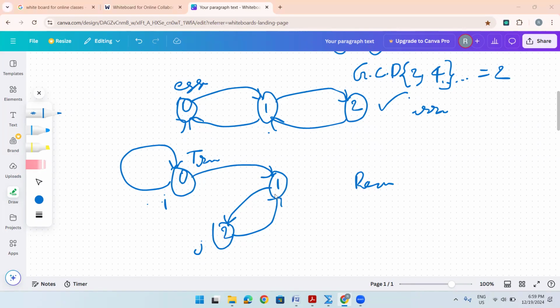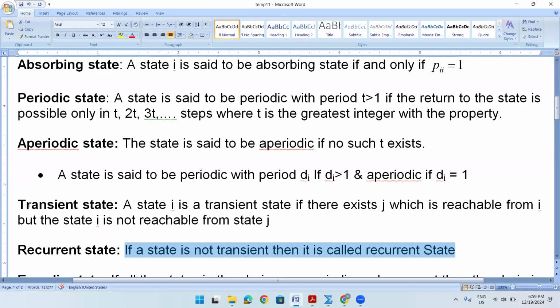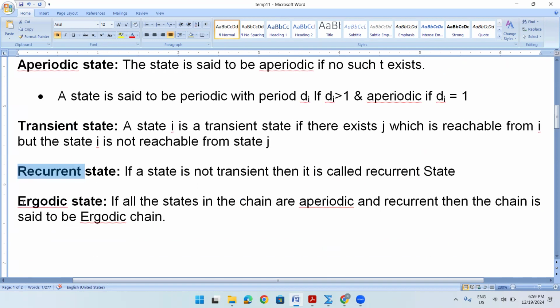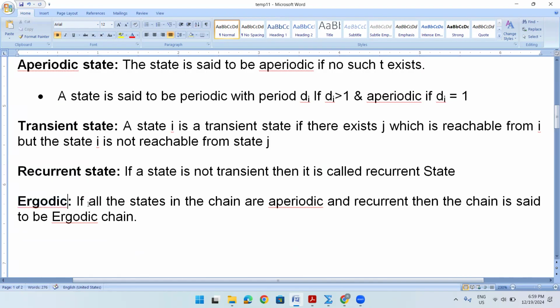We have to check all the states like this. If we can travel but cannot return, that's called transient. If we can return back, that's called recurrent states. That's a very important thing. And ergodic, actually, it's not an ergodic state, it's an ergodic chain. It's about the chain, not the state.